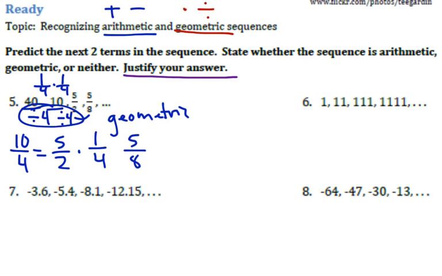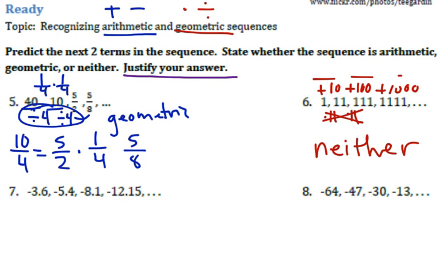Okay, now number 6. How do we get from 1 to 11? We're adding 10. 11 to 111, we're adding 100. Okay, so that's definitely not arithmetic. Can we multiply? 1 times 11 would give us 11. 11 times 11 is not 111, so it's not geometric either. Okay, so this pattern, there is a pattern, but it would be a neither, because we're adding by different numbers each time. That would be our justification there.